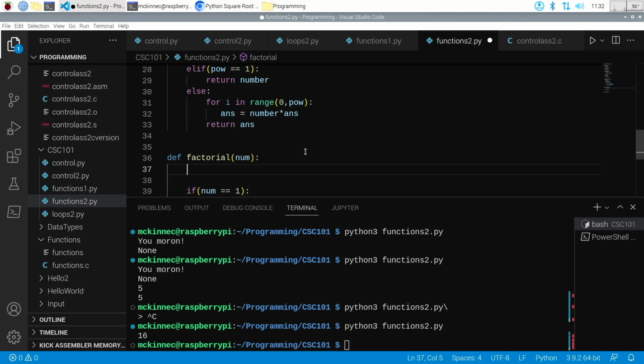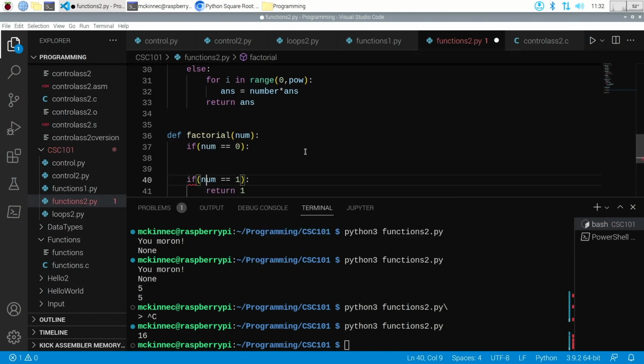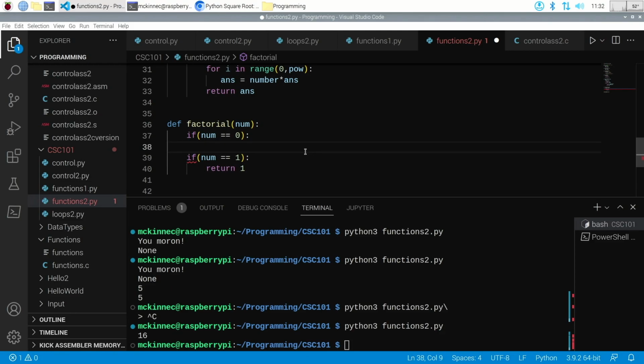Okay, now this one's going to drive you guys crazy. What about if the number is 0? What's 0 factorial? It's kind of a silly, nonsensical question when you think about it, right? But it actually does have a good answer. And that answer is 1.